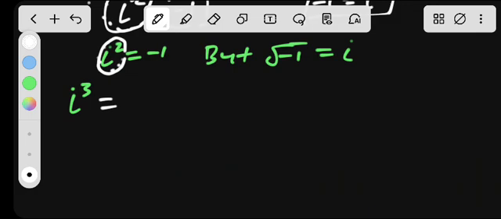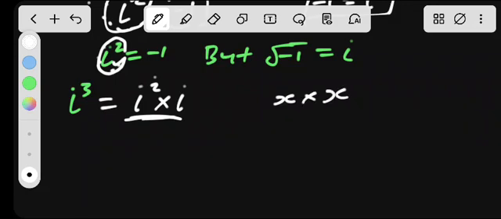You can rewrite the 3. Remember, use your laws of exponents. Start by writing the part we know: i raised to the power of 2, multiplied by i. Using the laws of exponents, this does not change anything. If you have x multiplied by x squared, the bases are the same, so we add the exponents, and this will be 3.